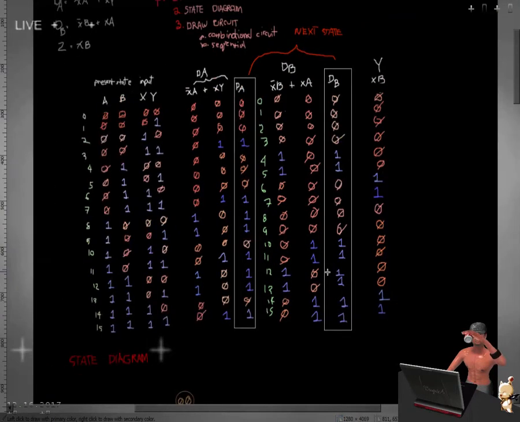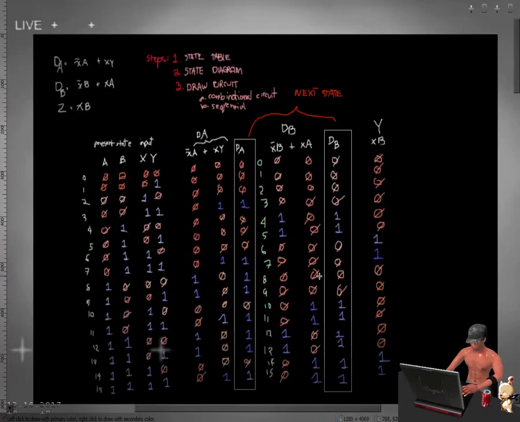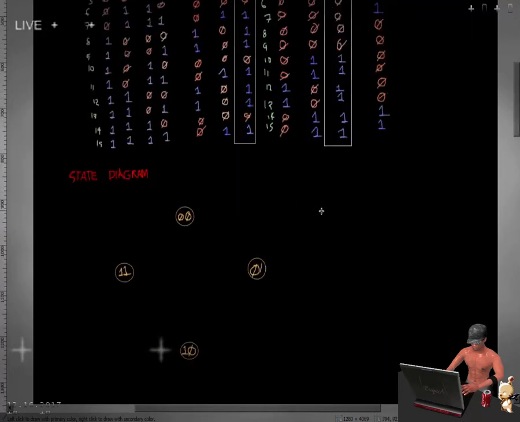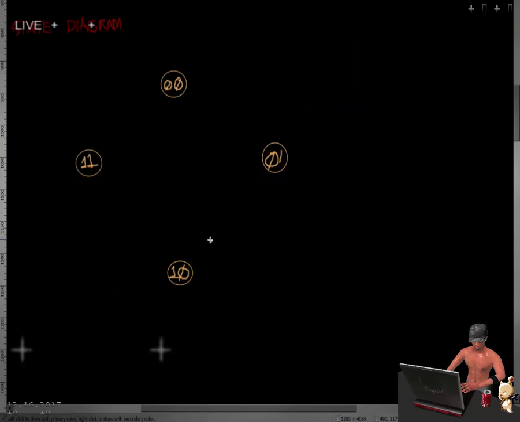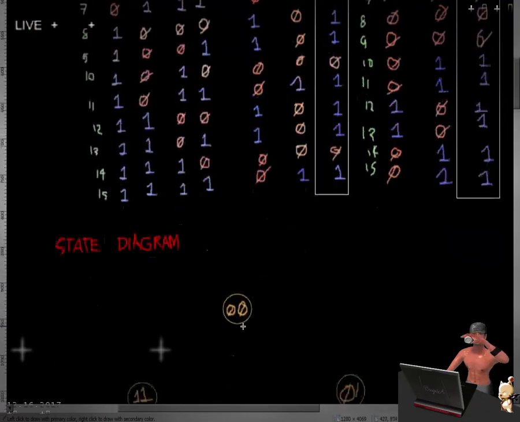Alright guys, state diagram now. We can move on to the state diagram. Instead of publishing this video, I'm just gonna publish this drawing. Alright, let's move on to the state diagram, guys. Here we go.